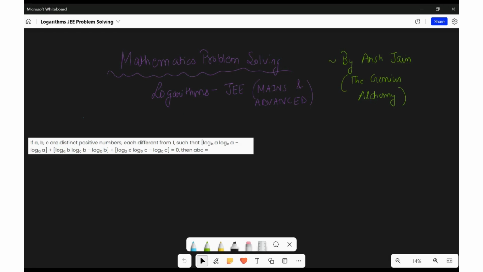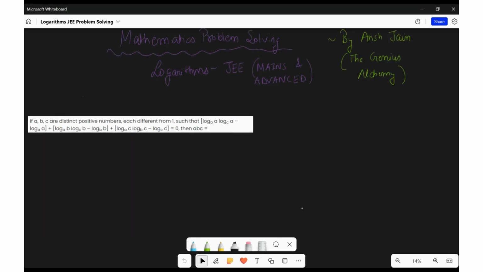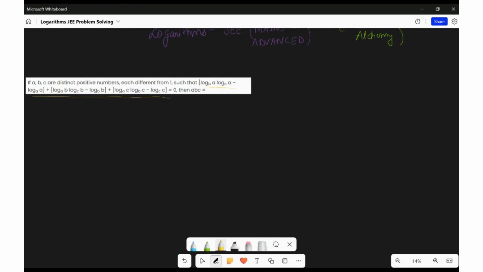So let's look at this question. It says that if a, b, c are distinct positive numbers, each different from 1, such that this whole expression you can read is equal to 0, then we need to find the product of these distinct positive numbers, that is a, b, and c. So what we'll do is we can see that these have the same logs, like log a and log a, just the bases are different. So in this case, we'll use the base changing theorem to simplify our question.